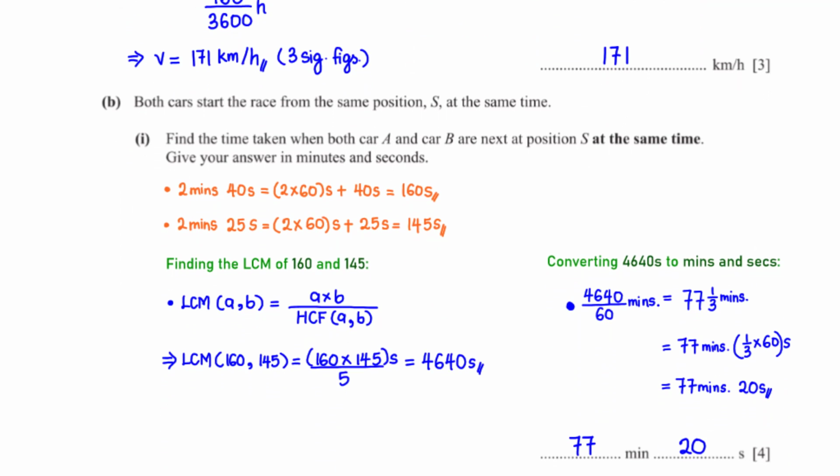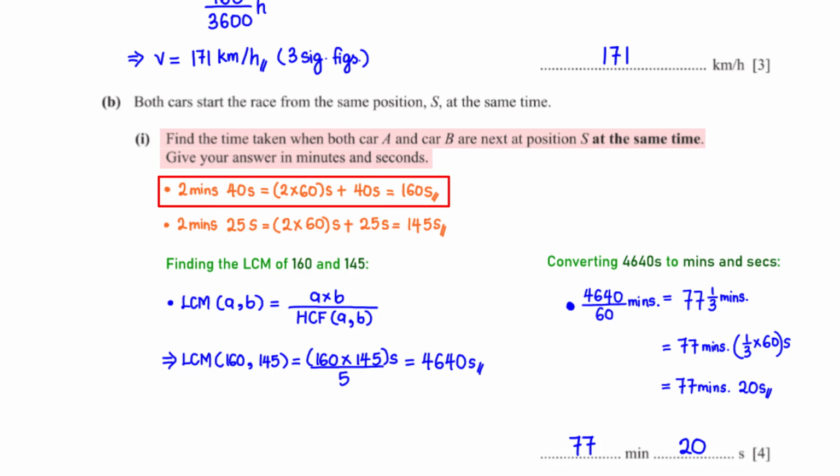Both cars start the race from the same position S at the same time. Find the time taken when both car A and car B are next at position S at the same time. Give your answer in minutes and seconds. It takes car A 160 seconds to complete one lap of the track, and it takes car B 145 seconds to complete one lap of the track. By finding the LCM of these two numbers, we are able to get the time duration that both cars arrive at their initial starting point.